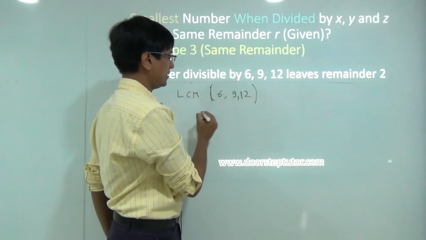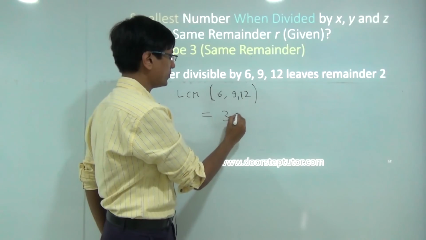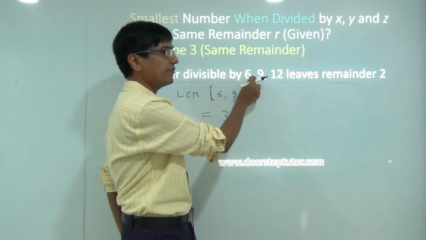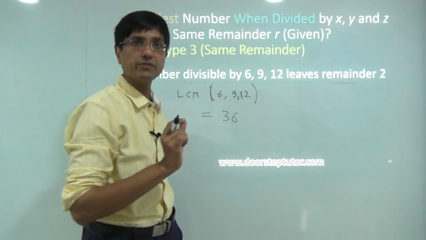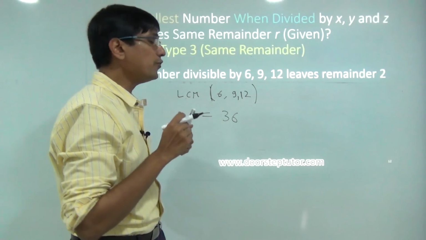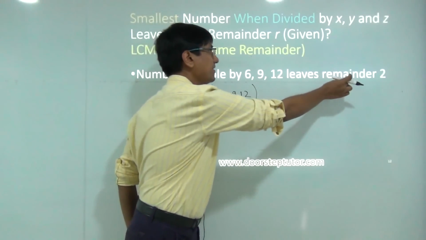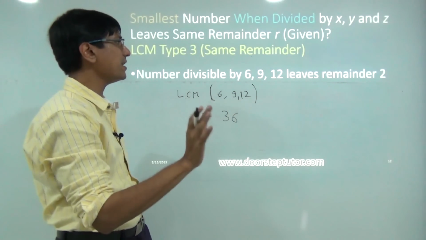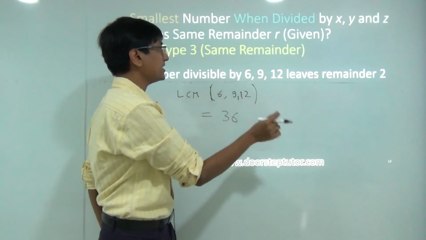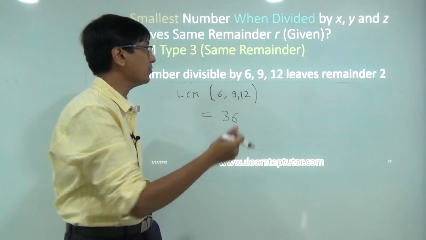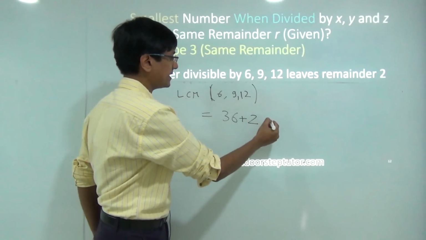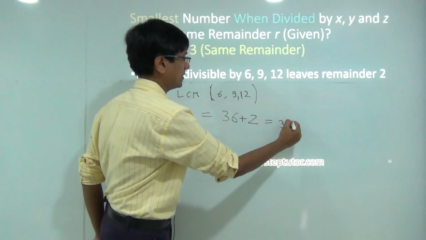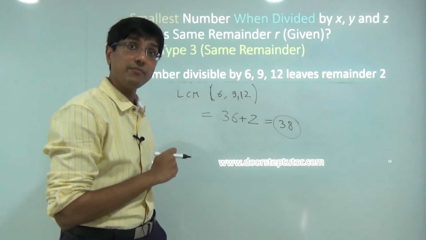That is nothing but our LCM. We know 36. 36 is fully divisible by 6, 36 is fully divisible by 9 and 36 is fully divisible by 12. What would be that number which leaves a remainder 2 every time? When I divide that number by 6, I should get a remainder of 2. If I add 2 to this LCM 36, I get 38. Can 38 be that number?